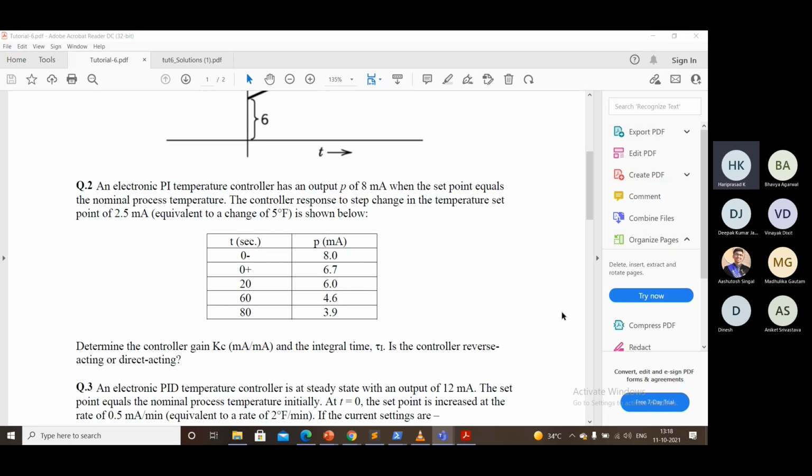So, do you know the definition of direct acting? Generally, if the Kc of the system is negative, it would be a direct acting control. So you have to compute Kc and tau and look at the sign, because tau I cannot be negative, being a time variable, the integral time. So check that and let us know.